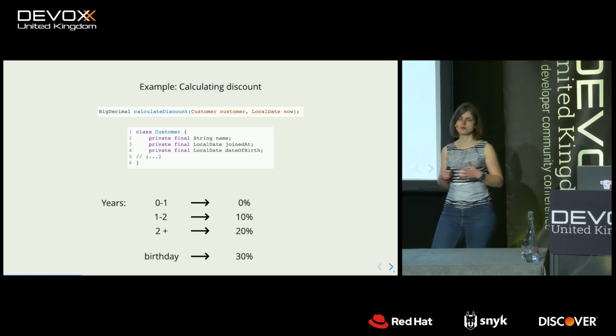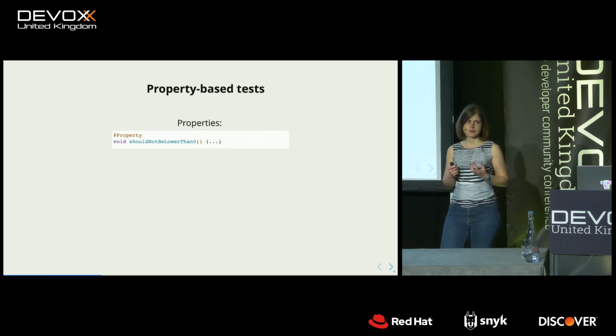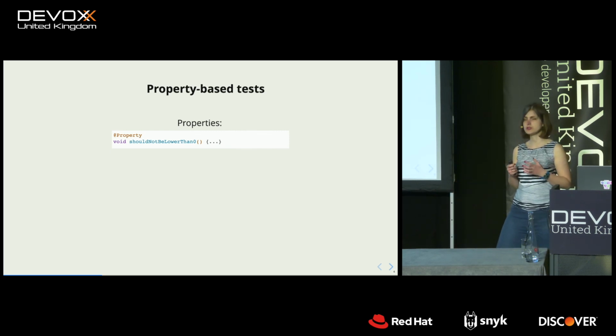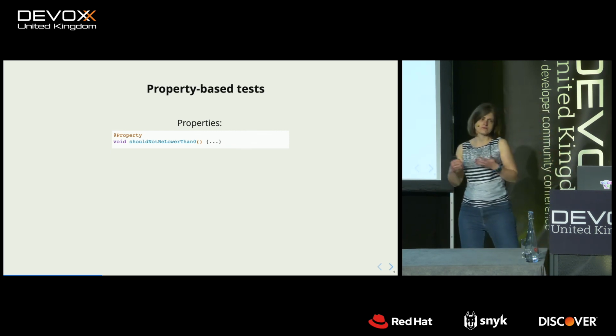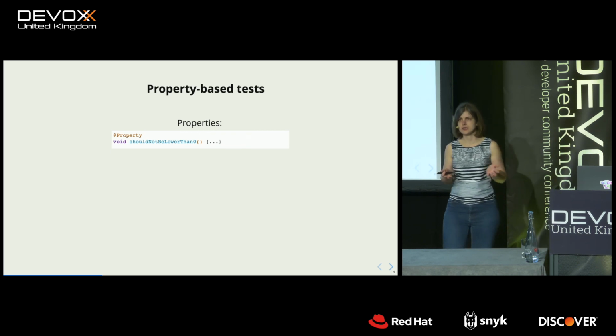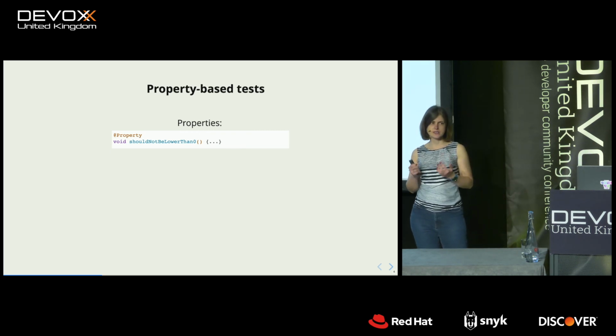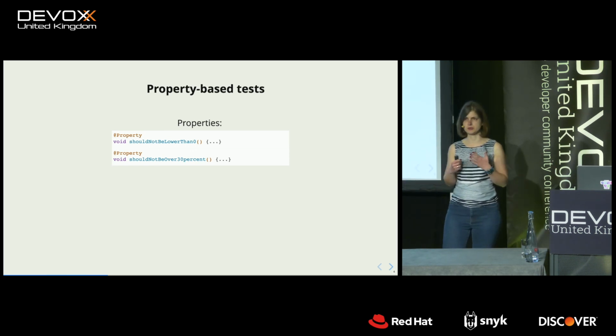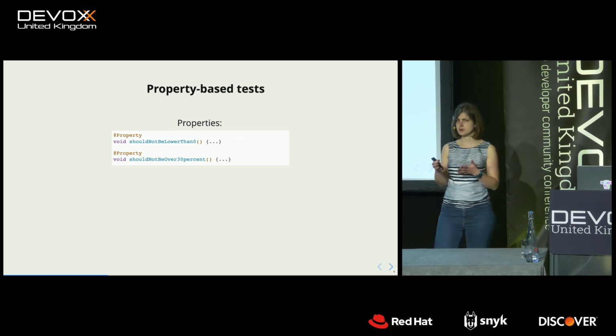So what properties could we think of in our example that should be always true, no matter what the customer and no matter what the local date? We could, for example, say that the discount should never be lower than 0, so that no matter the customers or local dates, the date of today, it's never lower than 0. And similarly, the discount is never greater than 30%.